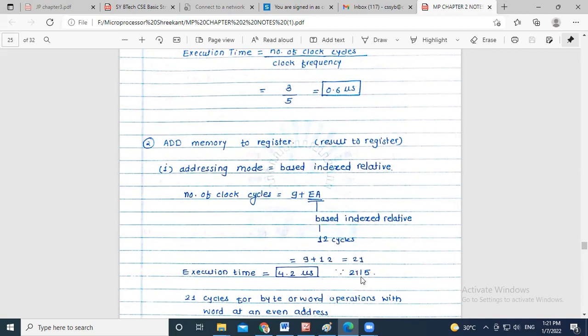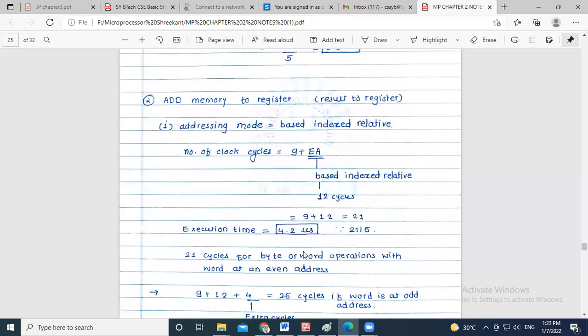So the number of clock cycles you are getting is 21. What is the execution timing? Number of clock cycles divided by clock frequency. Number of clock cycles is 21 divided by clock frequency is 5. So 21 divided by 5 is nothing but 4.2 microseconds. So for 21 cycles of a byte or word operation, with a word at the even address, that is 4.2 microseconds in the second example.